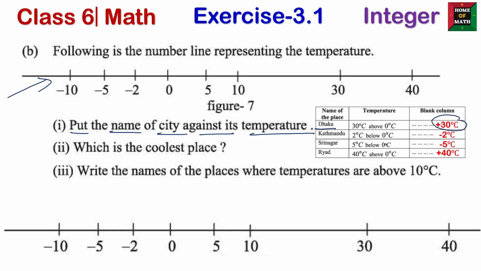Look, 30 degrees centigrade. So this is 30 and it should be Dhaka. And minus 2 degrees centigrade, this is minus 2 degree, which is Kathmandu. We can write Kathmandu.